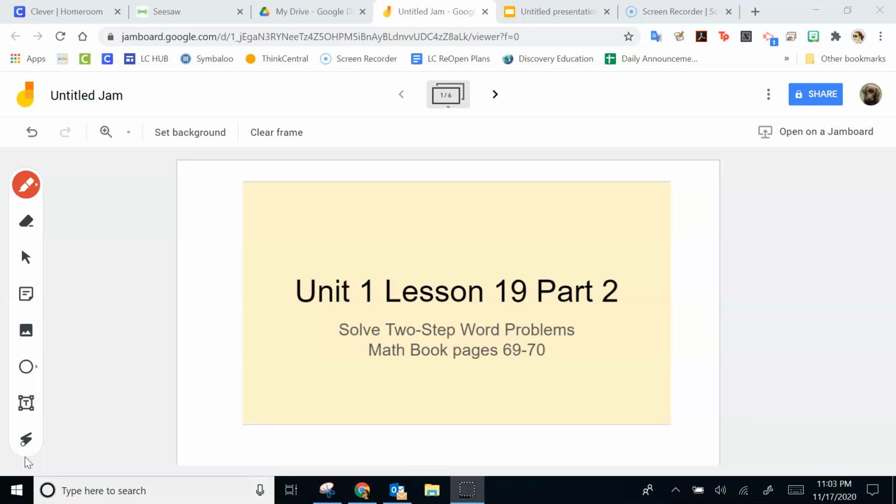So let's get started. Unit 1, Lesson 19, Part 2. Solving two-step word problems. Today your math book pages are going to be 69 and 70. Now this is going to be a quick reminder because we did all of this work yesterday, so this is just a review. Let's get started.